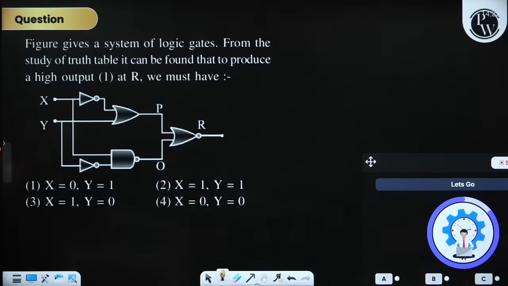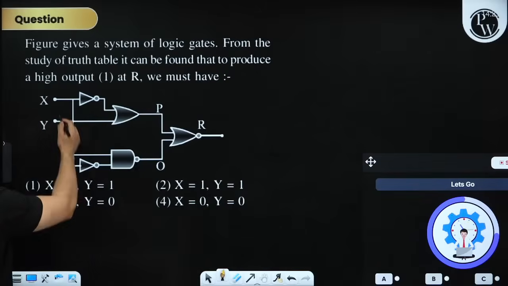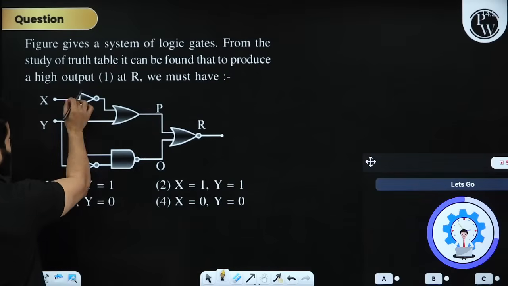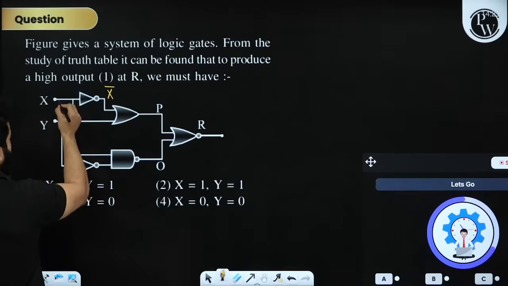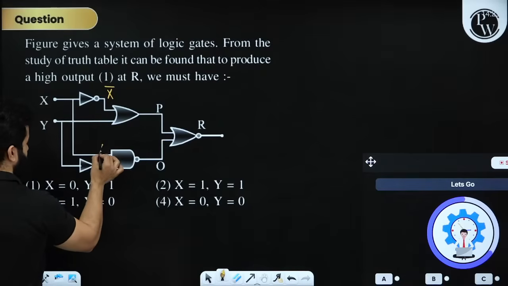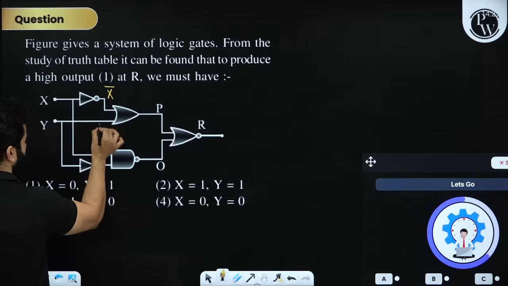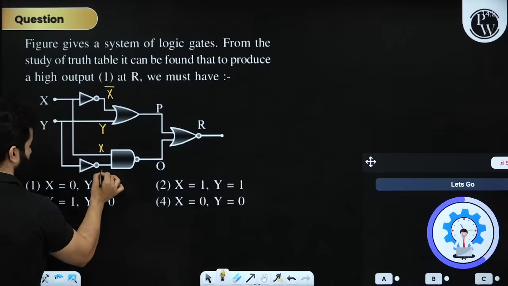Figure gives a system of logic gates. From the study of a truth table, it can be found that to produce a high output 1 at R. Fine. So, dosto, at X, this is X, so this will become X bar. This is X and this is Y, and this will become Y bar.